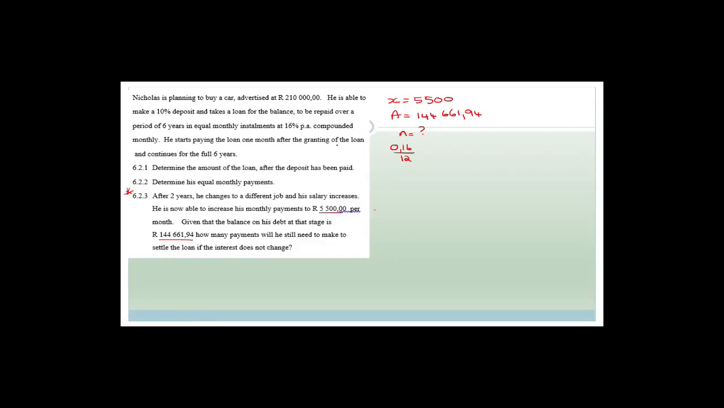Now the next thing we need to work out is if we're going to be using a future value or a present value formula. What you want to think about is the fact that he already has the loan and he's paying it back. Therefore, we are using the present value formula.